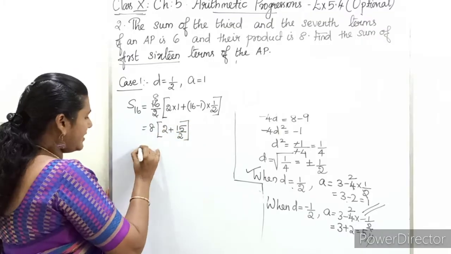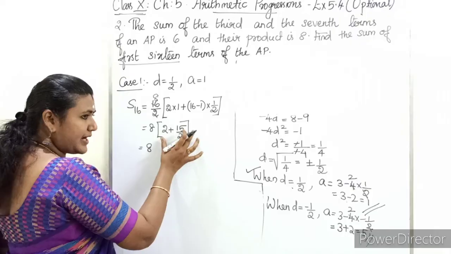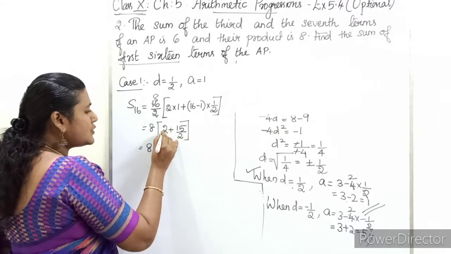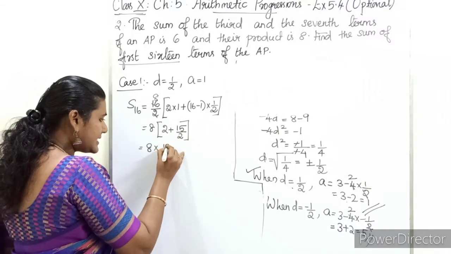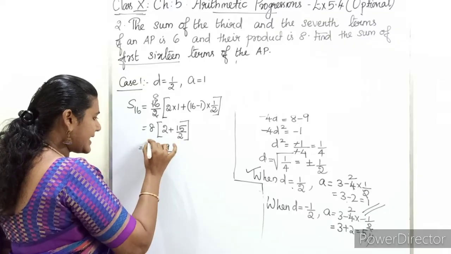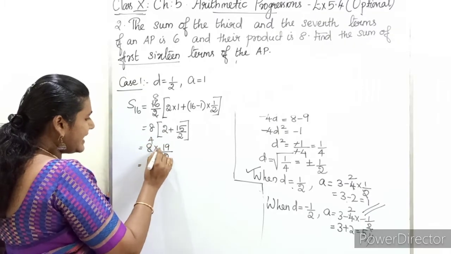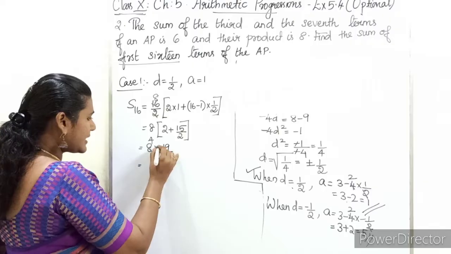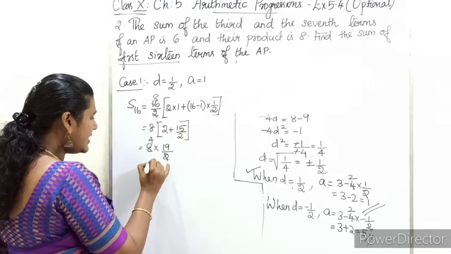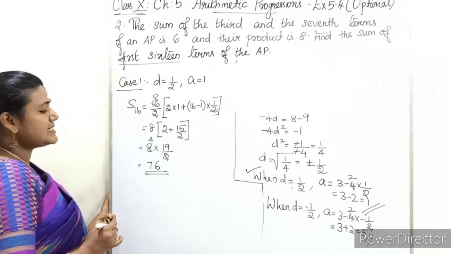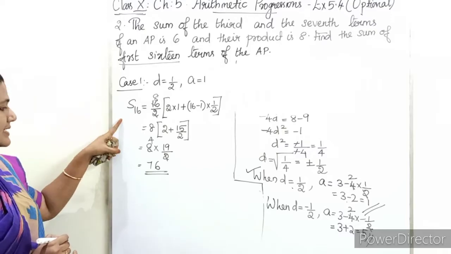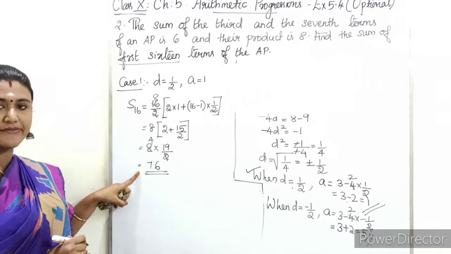Again we will take the LCM inside the bracket. So 2 into 2, 4, plus 15, that is 19 by 2. We can cancel this, and now we will get the answer as 6 into 19, 76. So the answer is 76. So in case 1, the sum of the first 16 terms is 76.